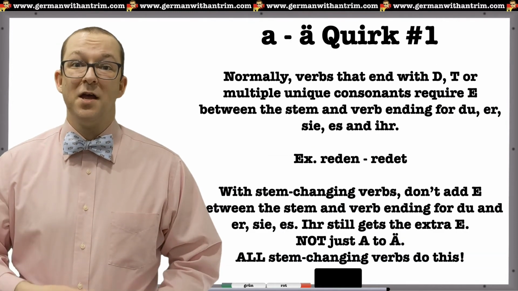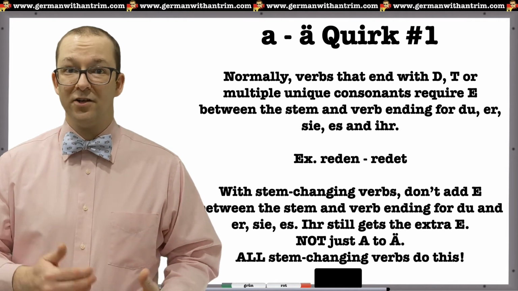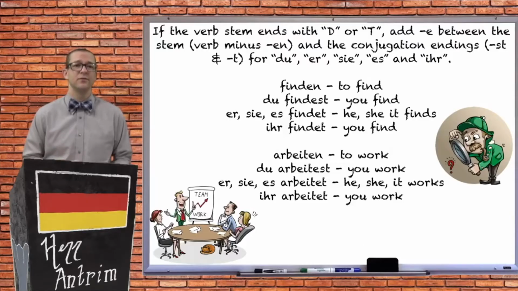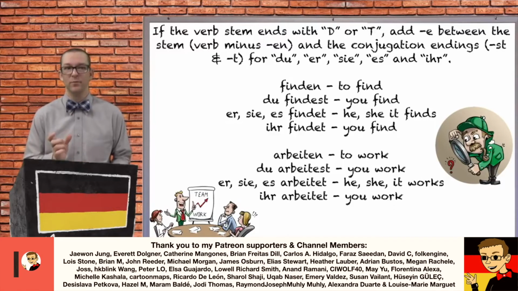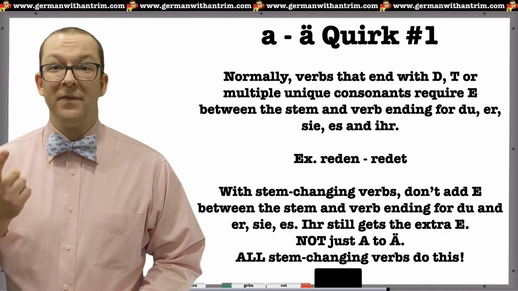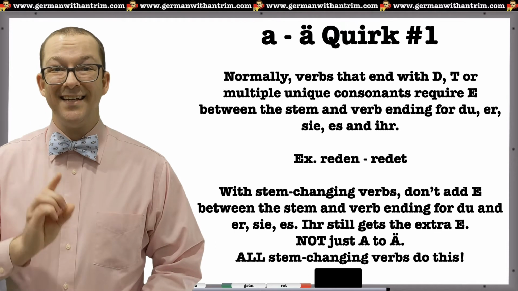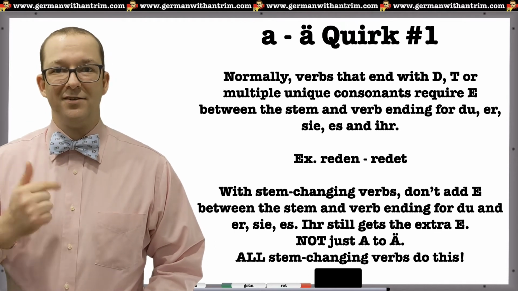That sounds simple enough, but there is one little quirk about this change. You may remember from my lesson about regular conjugation, if the last letter of the verb stem is d or t, you need to add an e between the stem, the part of the verb before the en, and the conjugation ending for du, sie, es, and ihr, because otherwise the word would be practically impossible to pronounce. The additional e makes the word easier to pronounce. Well, if that verb also has a stem change from a to ä, it does not get this e added for the du and er/sie/es forms.